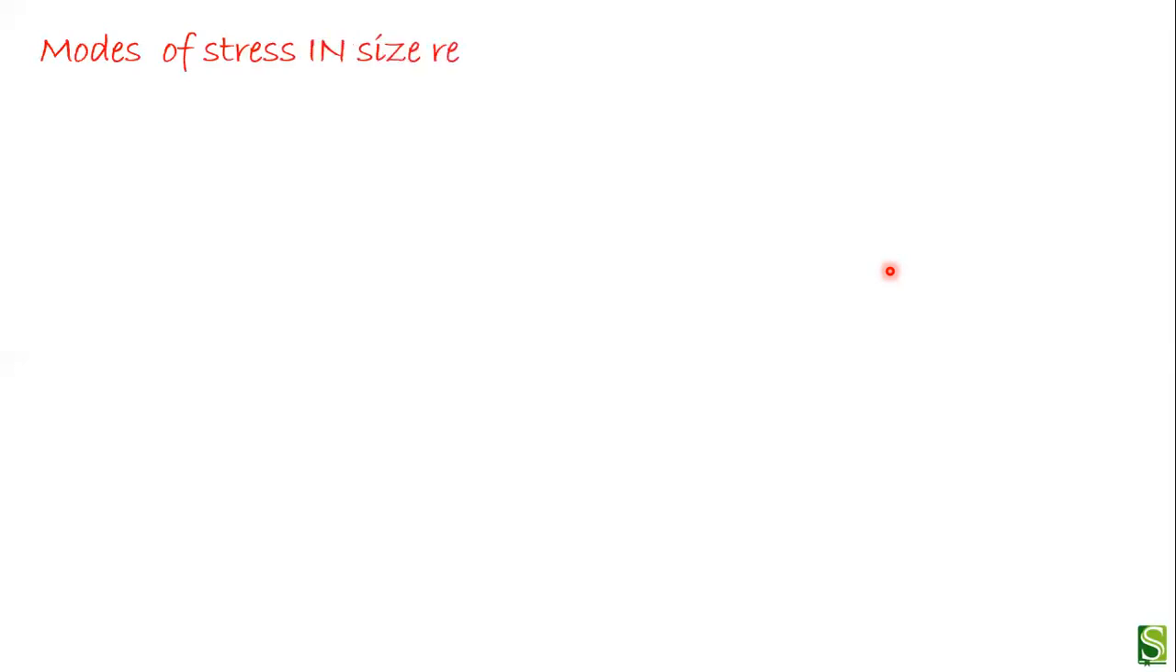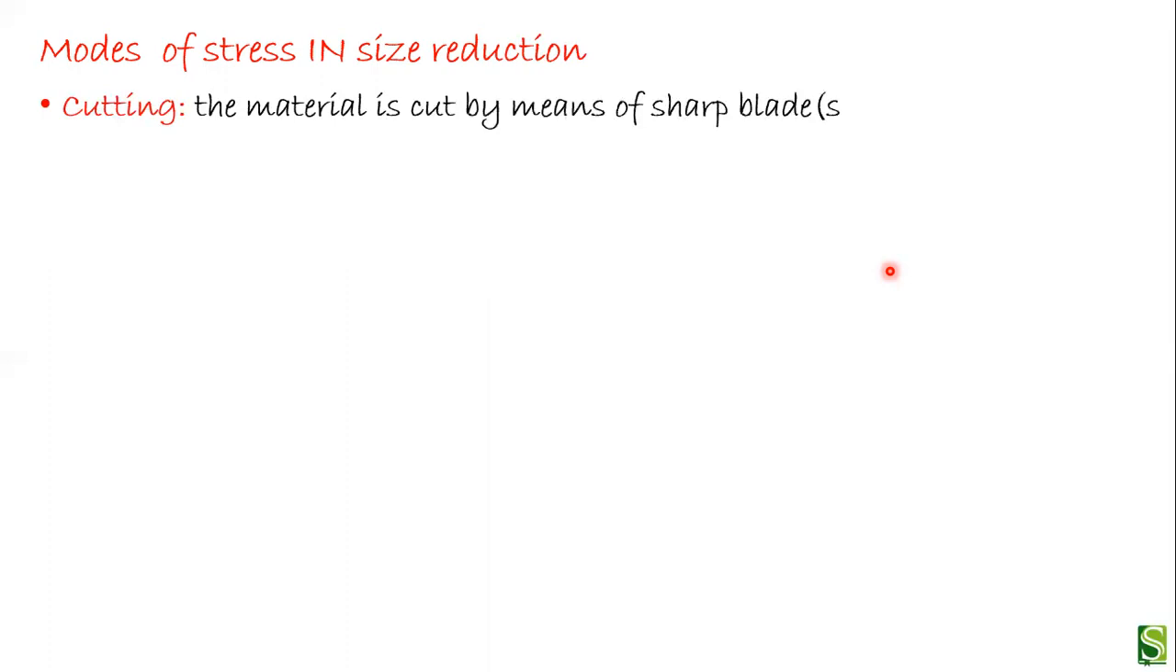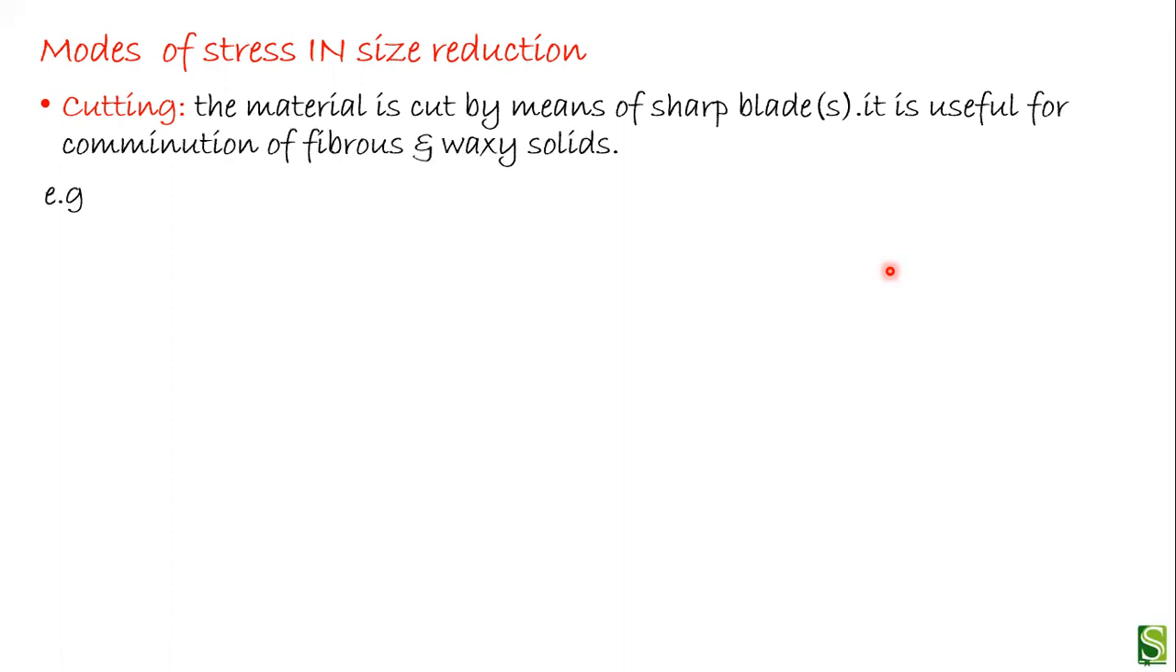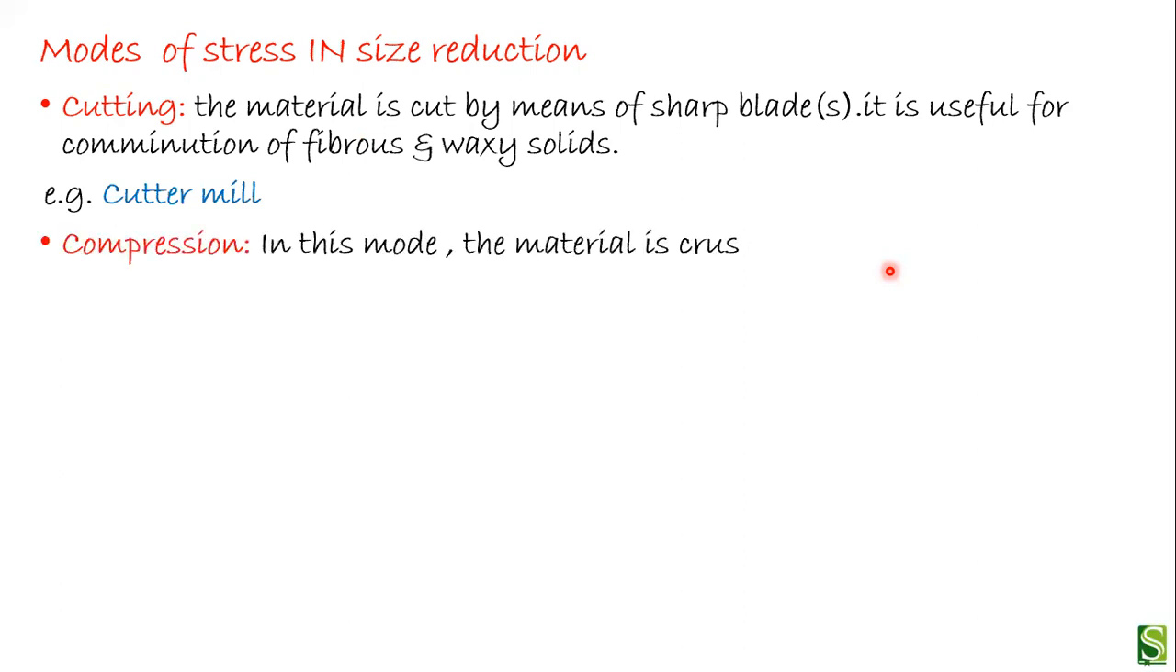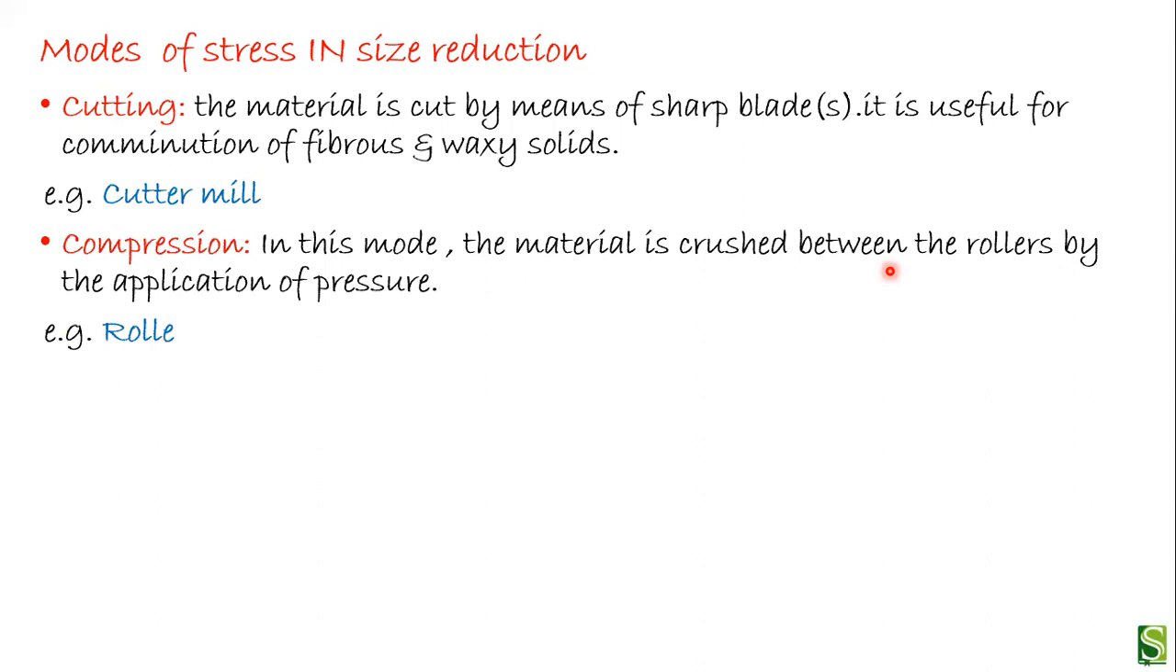What are the different modes of stress in size reduction? First is cutting. The material is cut by means of sharp blade. It is useful for comminution of fibrous and waxy solids. It includes cutter mill. Next is compression. In this mode, the material is crushed between the rollers by the application of pressure. Example is roller mill.